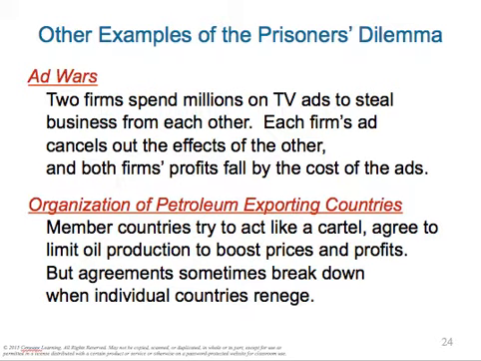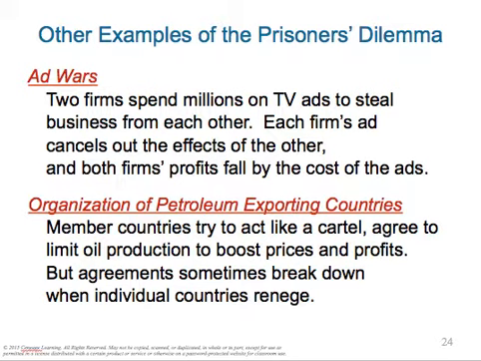OPEC, which is the Organization of Petroleum Exporting Countries, are member countries that try to act like a cartel. They agree to limit oil production to boost prices and profits. Not working so well here lately. But agreements sometimes break down, like here lately, when individual countries renege to try to make a little fast cash.